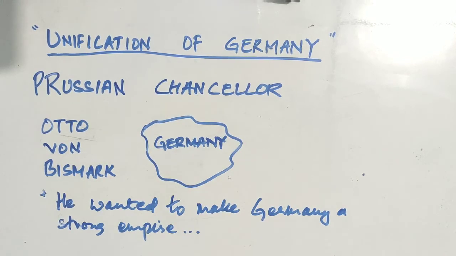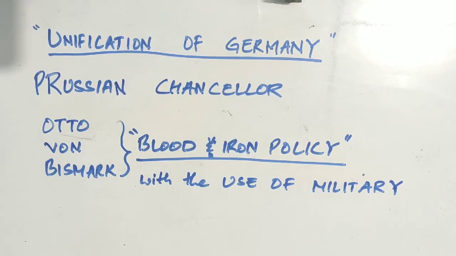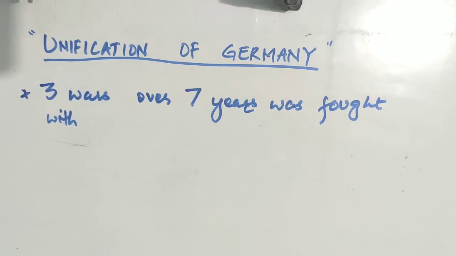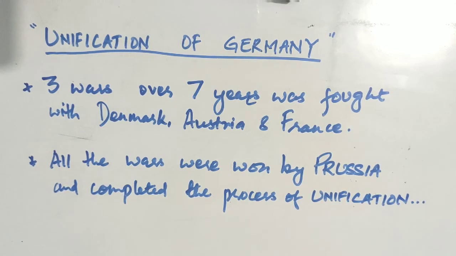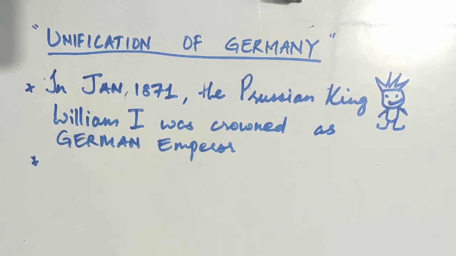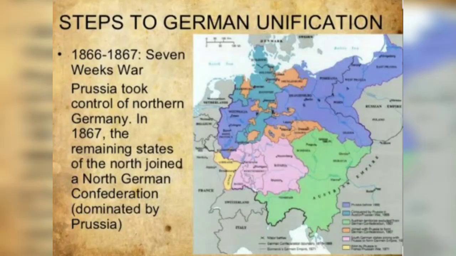Otto von Bismarck's ultimate goal was to unite the German states into a strong German empire with Prussia at its head. On September 30th, 1862, Bismarck made his famous blood and iron speech, which meant that Germany was to unify with the use of military force. Three wars over seven years were fought with Austria, Denmark, and France. Prussia won all the wars and completed the process of unification. In January 1871, the Prussian king William I was crowned as German emperor in a ceremony held at Versailles. And this is how Germany was unified.